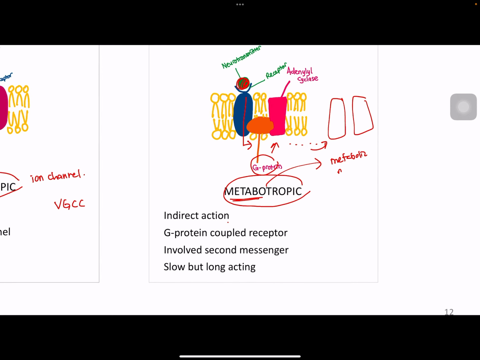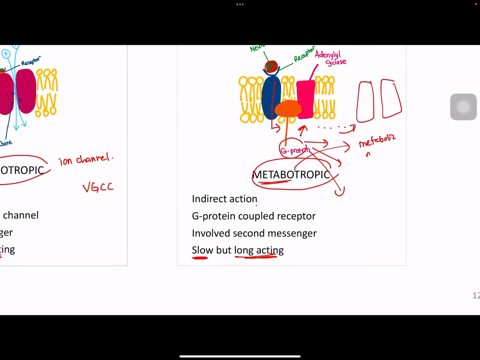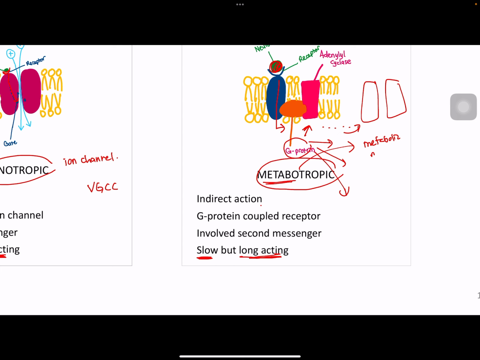Therefore, it has a much slower effect because it needs to activate the cascade of proteins after the G protein. However, it has a more long-acting action because you can imagine, for example, this G protein can activate a number of other proteins, which will then probably open a lot more of the ion channels.